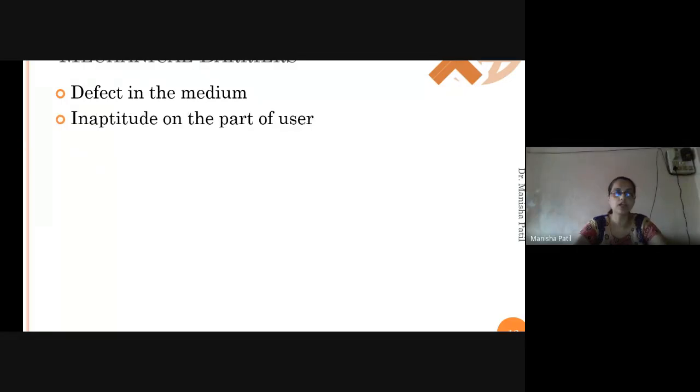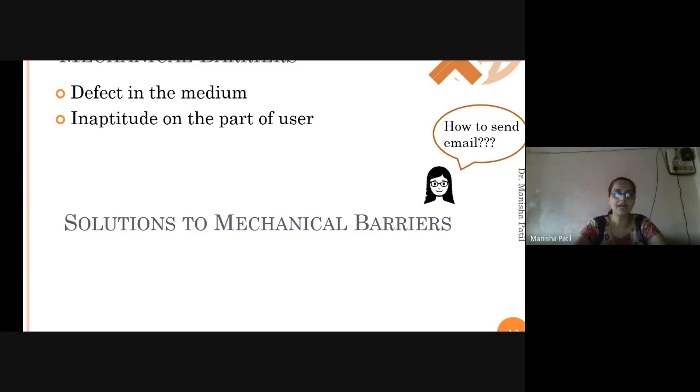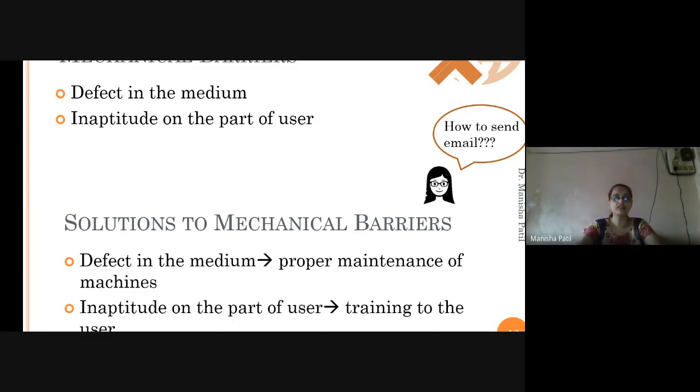Next one, mechanical barriers. Here you are having two. Defect in the medium. For example, there is no internet. Or inaptitude on the part of user. The user does not know how to use the device. For example, you don't know how to send email. Solutions to mechanical barriers. For the first one, you require proper maintenance of the machines. And for the second one, you require training to the user.